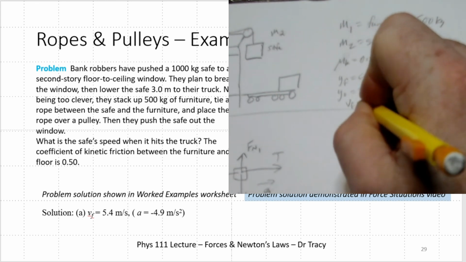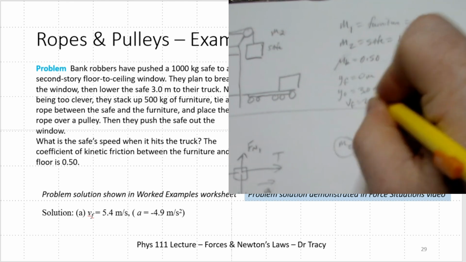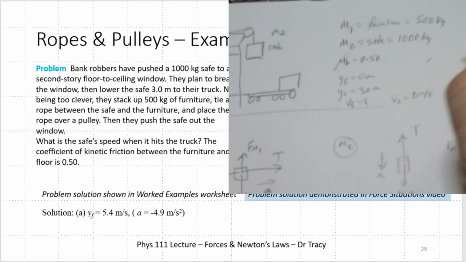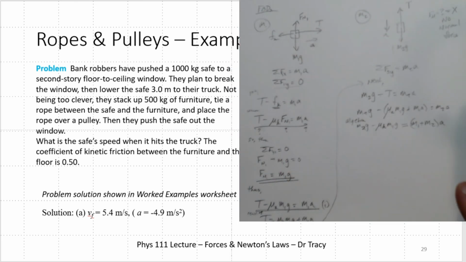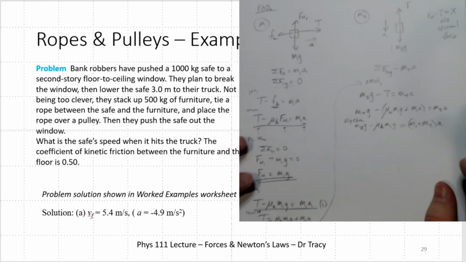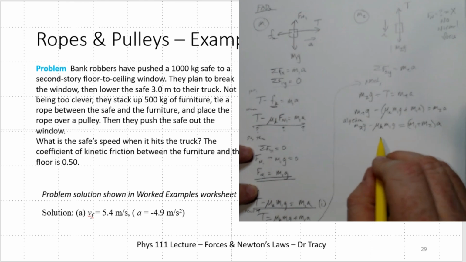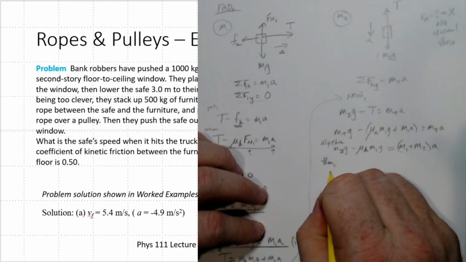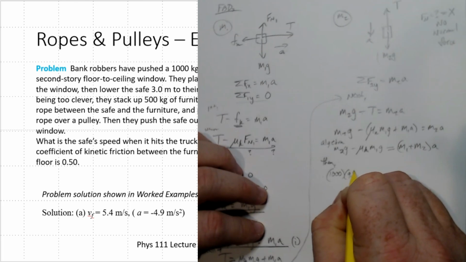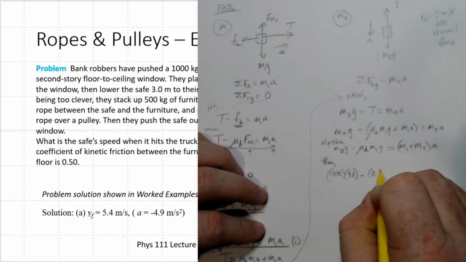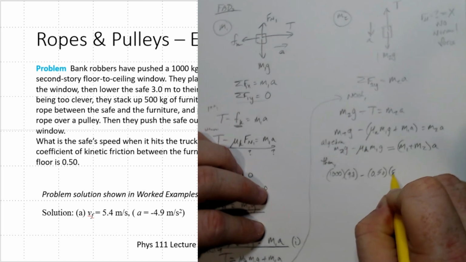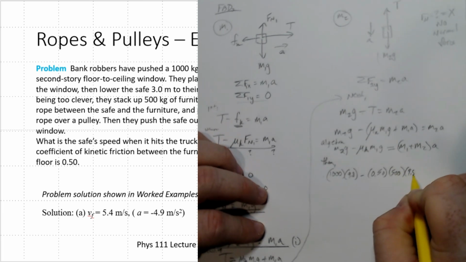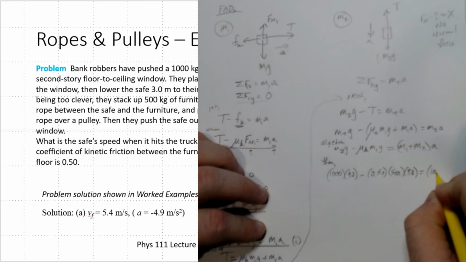So V final is going to be 0. V naught is going to be unknown. This one's meters per second. We're looking at a kinematic equation here. I'm sorry I didn't get to that right away, but hopefully this is becoming clear to you as we're going. So m2g, m2 is 1000 times 9.8, minus 0.50 times mass 1, 500 times 9.8, equals (1000 plus 500) times acceleration.